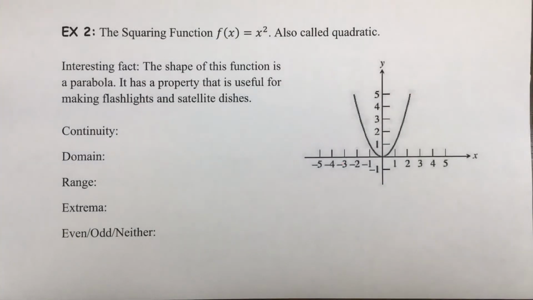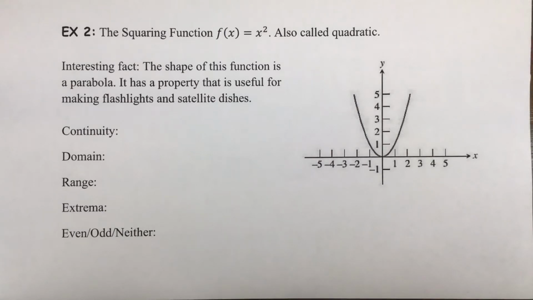For our second function, we're going to look at the squaring function. Okay, and that would be f of x equals x squared. This is also called a quadratic function. An interesting fact about it, the shape of this function is called a parabola. That I hope you already know, okay?